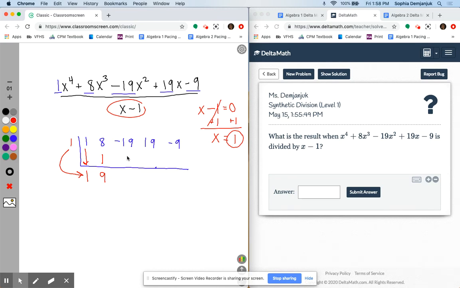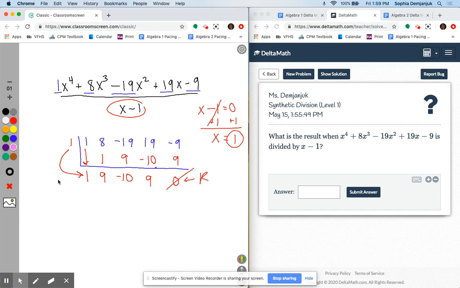1 times 9 gives me 9. -19 plus 9 gives me -10. 1 times -10 gives me -10. +19 plus -10 gives me +9. 1 times 9 gives me 9. -9 plus 9 gives me 0. So my remainder is nothing.